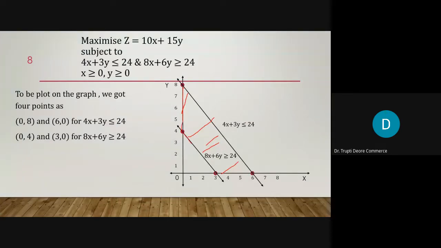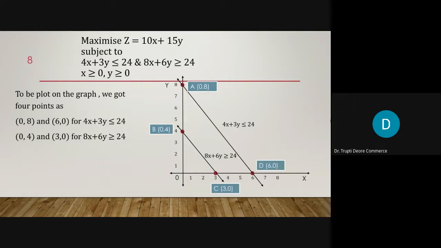So this area is your convex area, and we got the 4 points: this 1, 2, 3, and 4. These are your points connecting on a visible area, so these points will be tested. So A is equal to 0, 8. Second one, B is equal to 0, 4. C is equal to 3, 0, and D is equal to 6, 0.